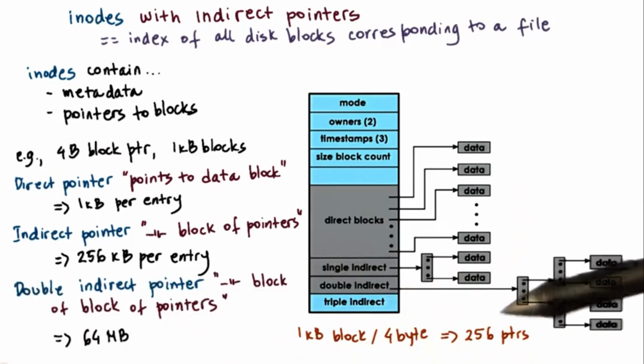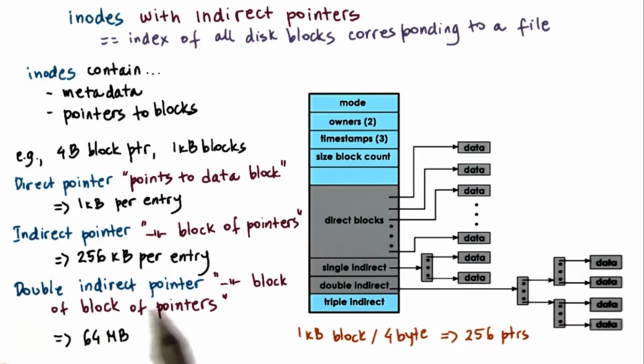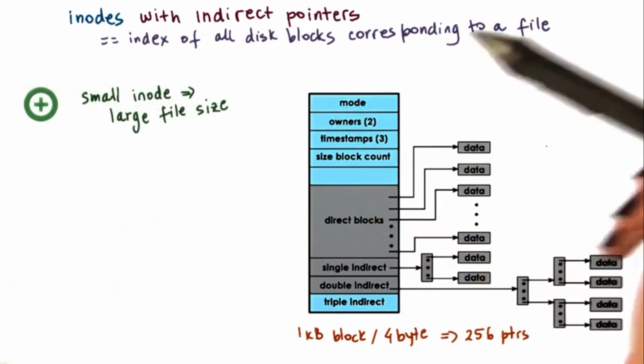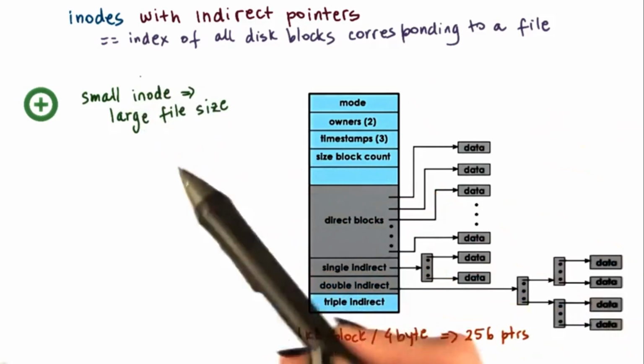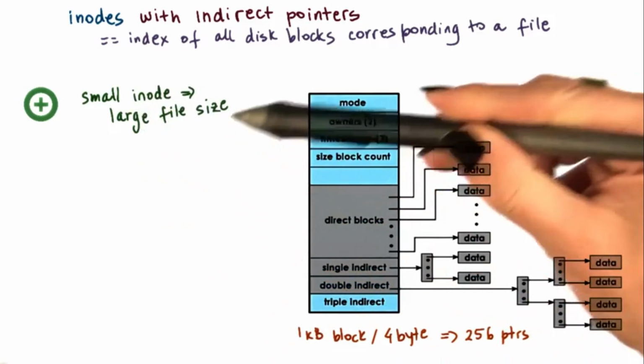Now, if we need even larger files, we can use double indirect pointers. A double indirect pointer points to a block which contains pointers to blocks of data. If every block has 256 pointers, then this double indirect pointer can help us address 256 times 256 times 1 kilobyte blocks for a total of 64 megabytes of data. We can apply the same idea to triple indirect addressing and so forth. The benefit of using indirect pointers is that it allows us to continue using relatively small inodes while at the same time addressing really large files.